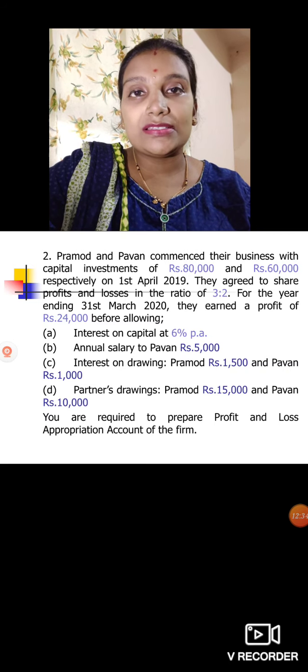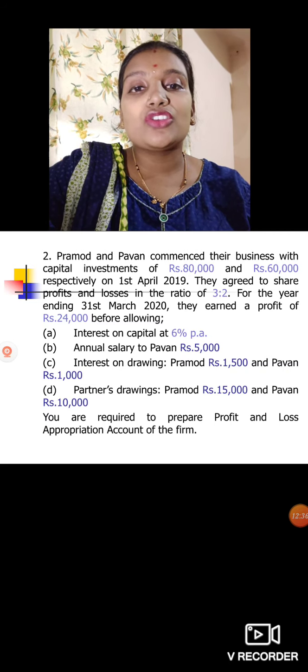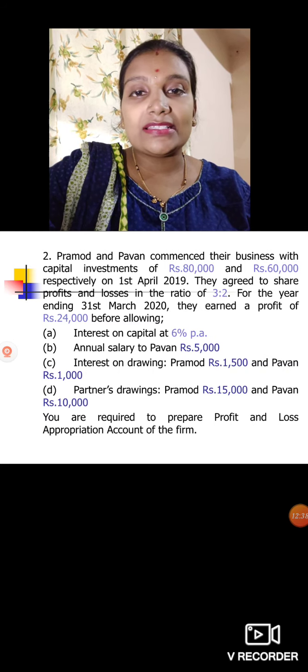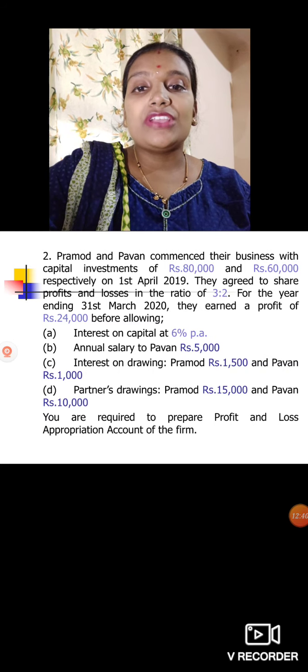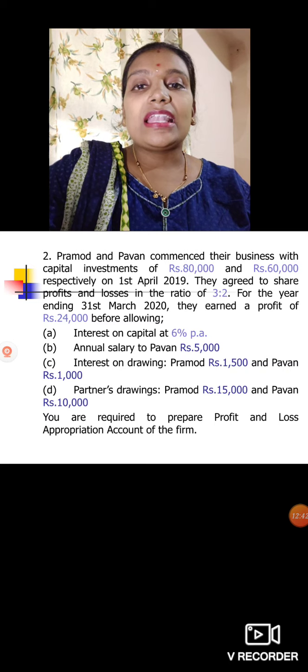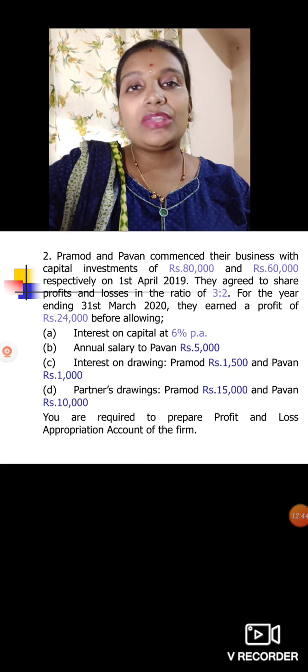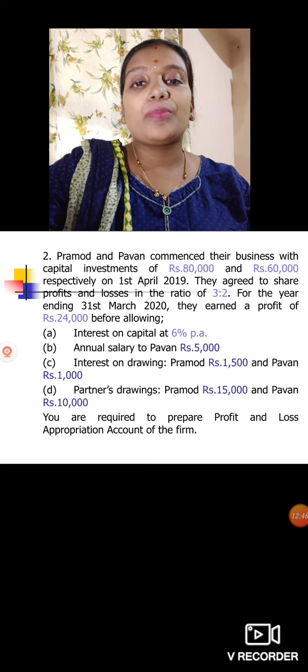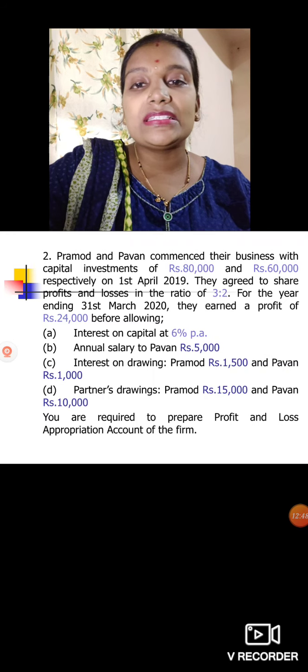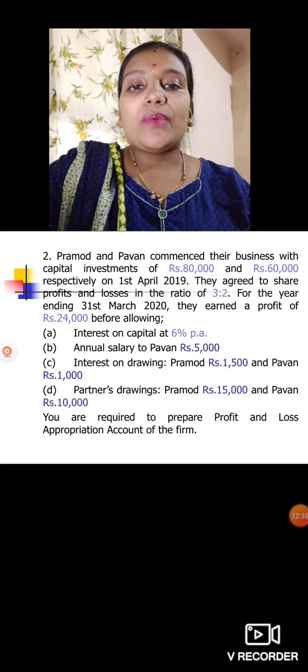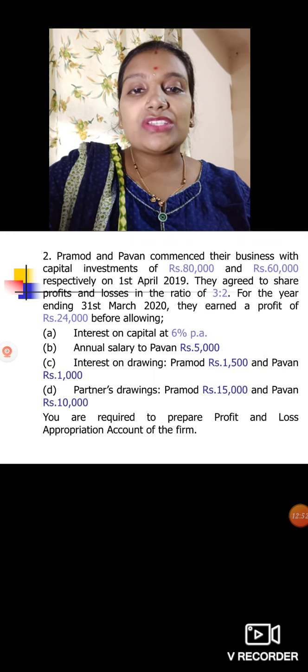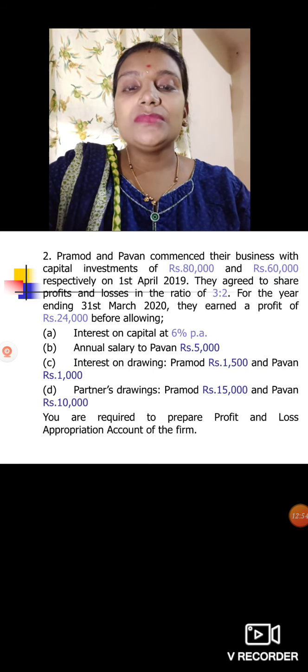No need to consider this. Already they have given interest on drawings. Directly we'll take that itself. Instead of taking Pramod's drawings 15,000 and 10,000, directly we will take interest on their drawings. No need to calculate it again. So partners' drawings we won't consider here. So you are required to prepare the profit and loss appropriation account of the firm. So let's see the solution of it.